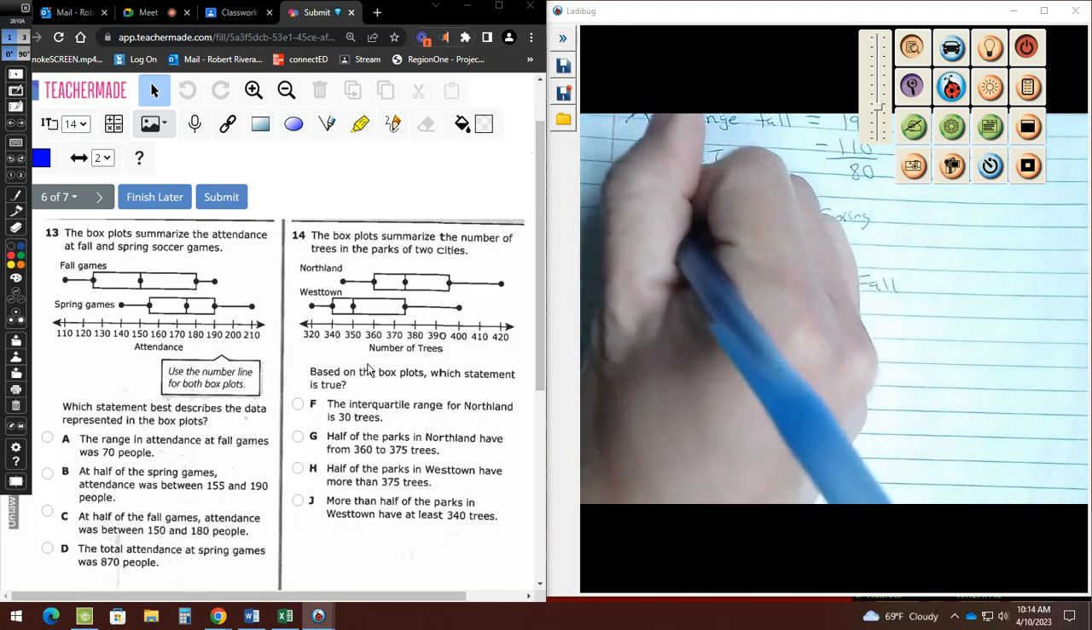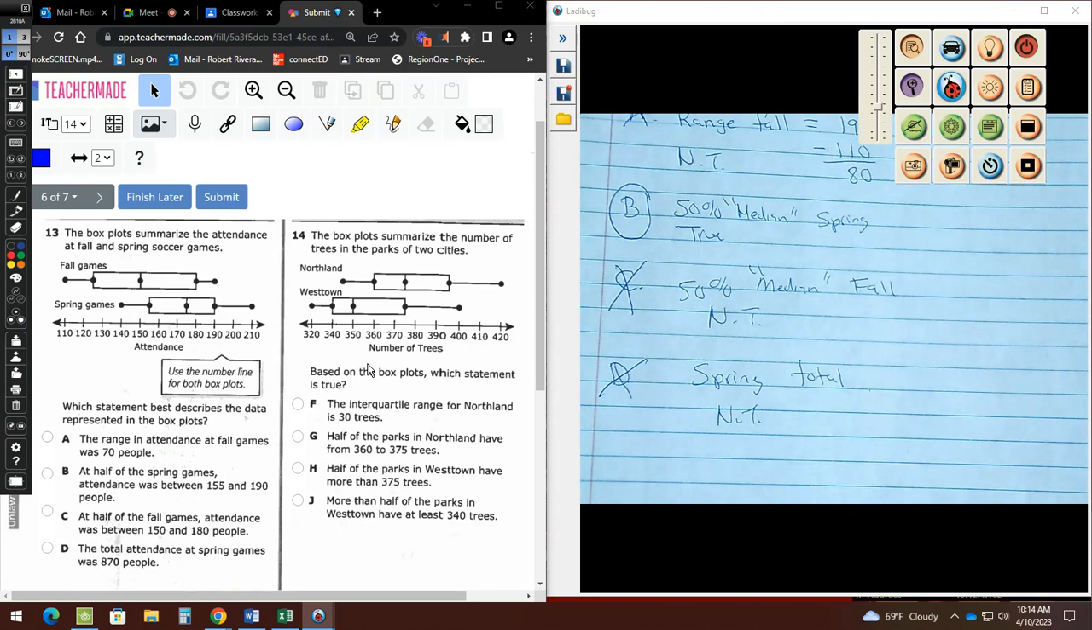The answer is B. Okay? In the spring, guys, we don't know how many people are there. We know that it's between 140 and 210. But we really do not know exactly how many. These points here are just the minimum, the interquartile range, the median, the upper quartile range, and the extreme, the maximum. But we don't really know what the data points are.